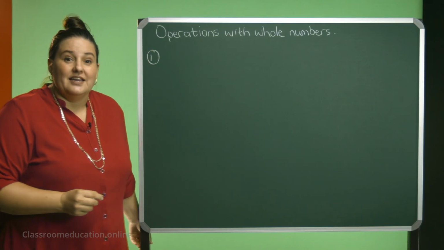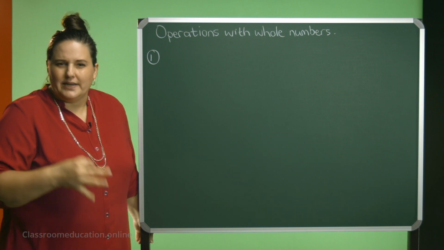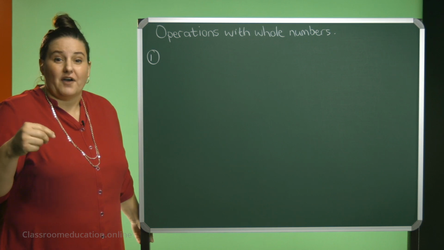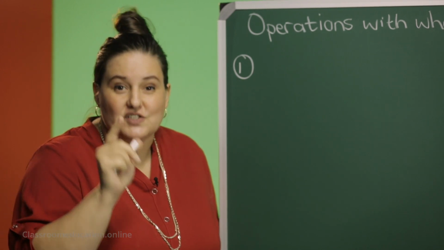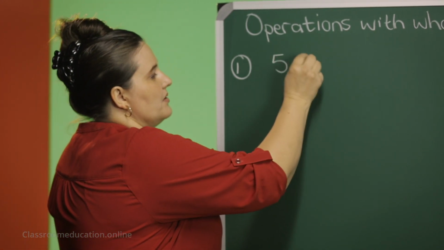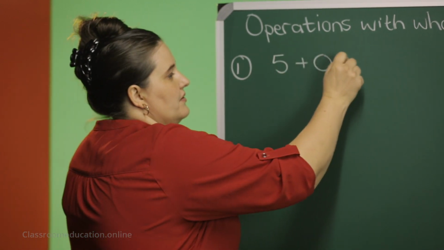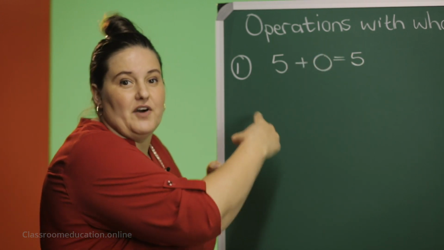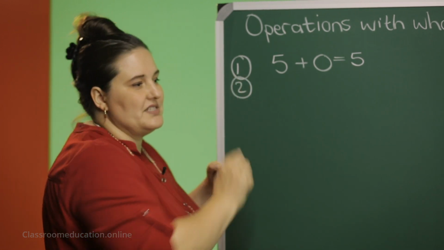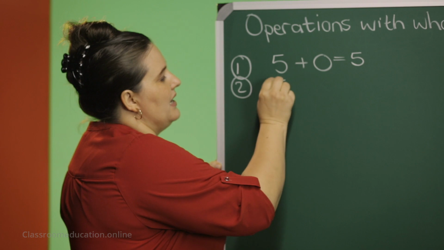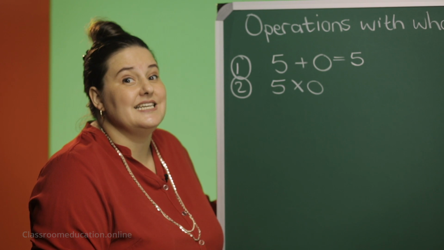The first thing, 0 is the identity element of addition. What does that mean? It means that if I add 0 to any number, the number will stay the same. For example, 5 plus 0 will give me an answer of 5. So the identity of 5 stayed the same. It is still a 5. Another characteristic of a 0, if I multiply any number with 0, the answer is 0.